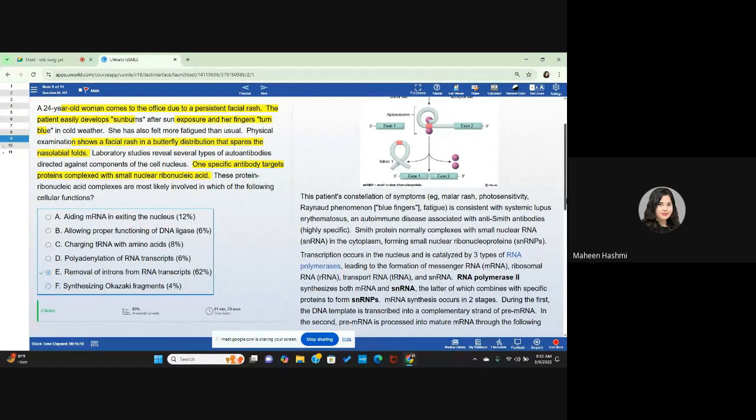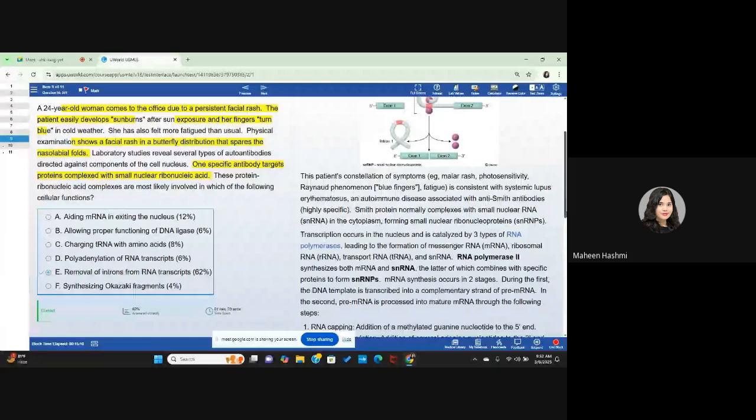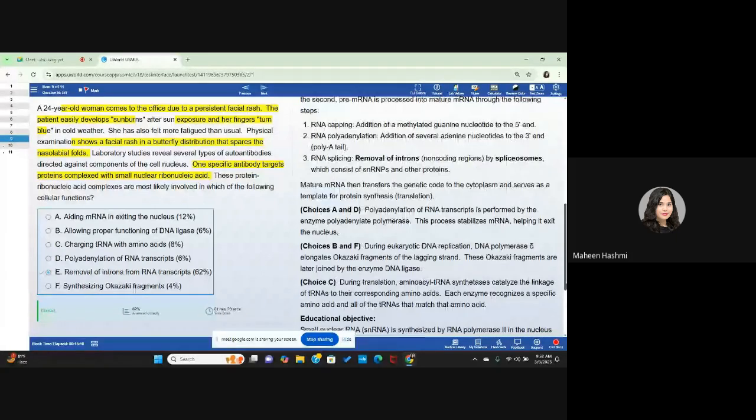What else do you see? What else is happening in SLE? How do people die from SLE? Nephritis. Glomerulonephritis. Kidney failure. Lupus nephritis. Yeah. Most common cause of death is kidney failure. Yeah. So I think now that cause has changed.